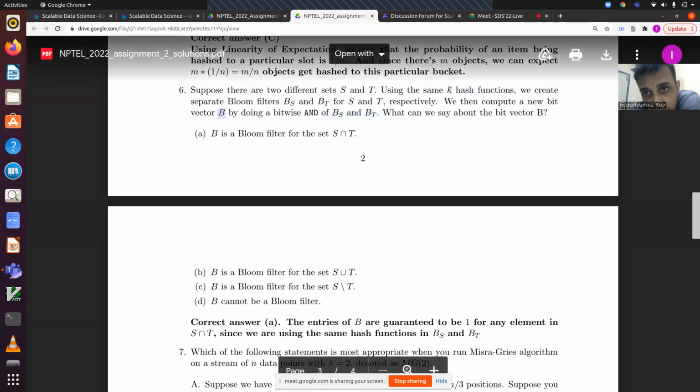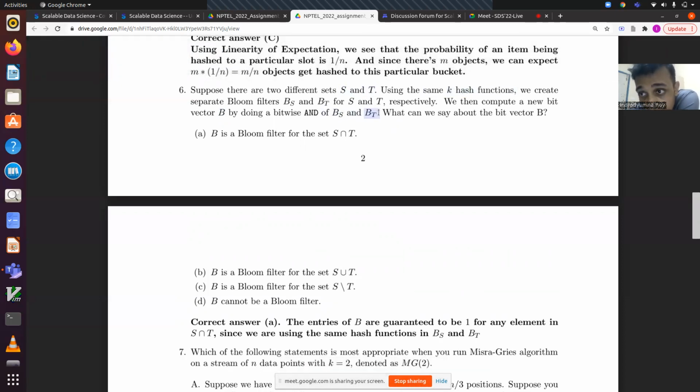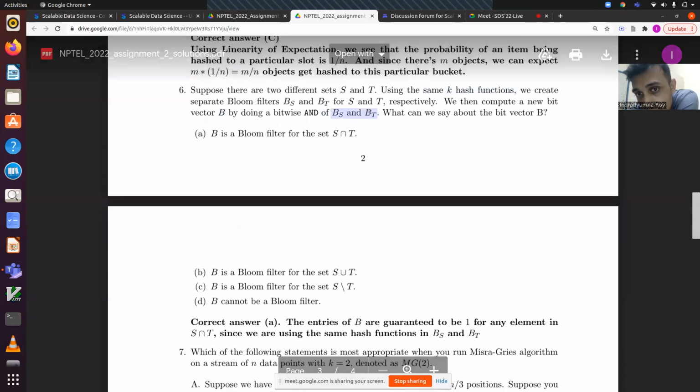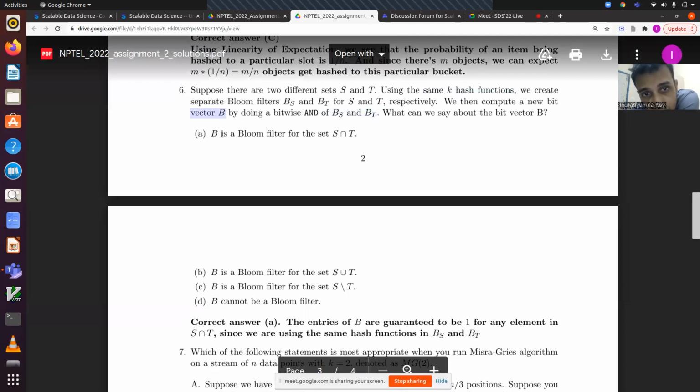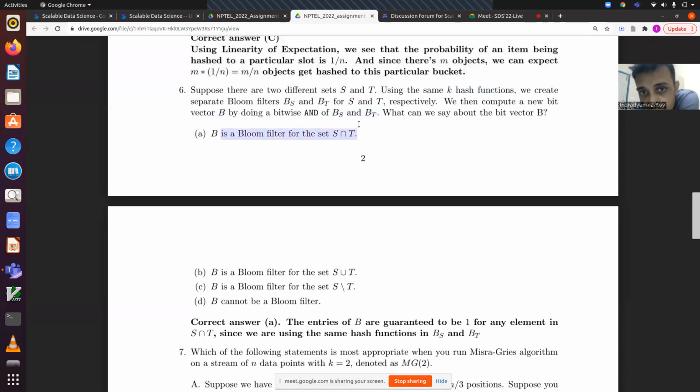Recap of Bloom filter: we have k hash functions, each of them identifies a position and sets it to 1. So we have k hash functions that operate on these two sets and set the corresponding entries to 1. If the position which a hash function maps to is set to 1 in both cases, then in B also it will be 1. Therefore, B will also be a Bloom filter for S and T.